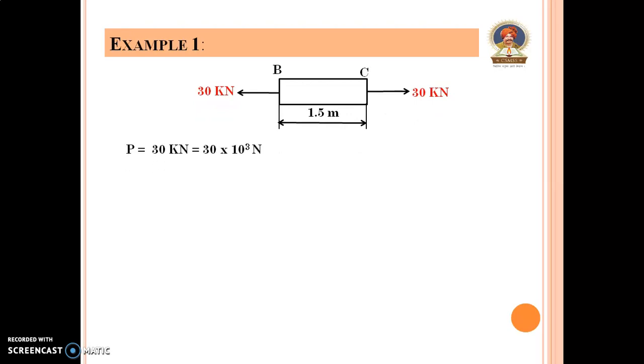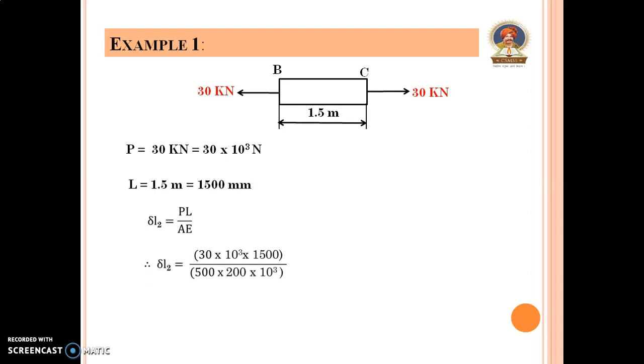Here once again the diagram is drawn. Now P is equal to 30 kilonewton, convert it into Newton, that is 30 into 10 raised to 3 Newton. Length 1.5 meter, which is equal to 1500 mm. Now delta L2 is equal to PL upon AE. Put the values of P, L, A and E here. Now the equation becomes delta L2 is equal to 30 into 10 raised to 3 into 1500 upon 500 into 200 into 10 raised to 3. So the answer is delta L2 is equal to 0.45 mm.